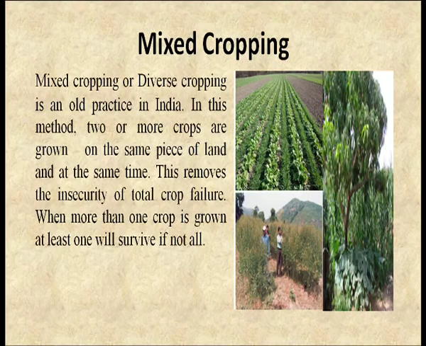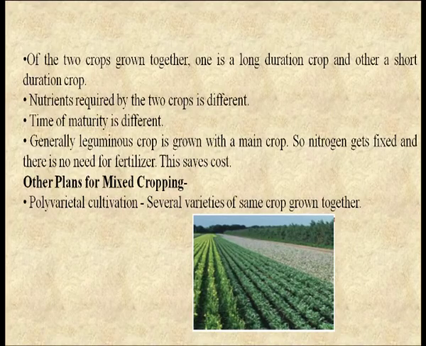First, we will take mixed cropping or diverse cropping, which is an old practice in India. In this method, two or more crops are grown on the same piece of land at the same time. This removes the insecurity of total crop failure. When more than one crop is grown, at least one will survive, if not all. Of the two crops grown together, one is a long duration crop and the other is a short duration crop. Nutrients required by the two crops are different, and time of maturity is different. Generally, a leguminous crop is grown with a main crop, so nitrogen gets fixed and there is no need for fertilizer, which saves costs. Another form of mixed cropping is polyvarietal cultivation, that is, several varieties of the same crop grown together.